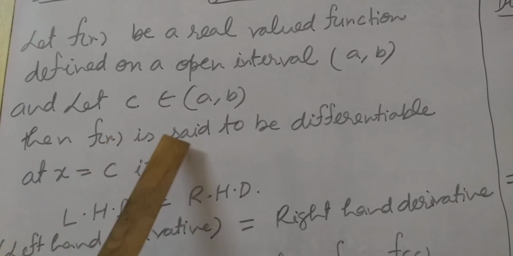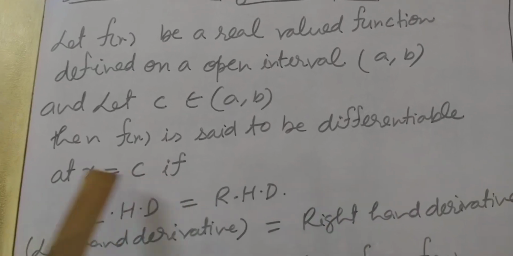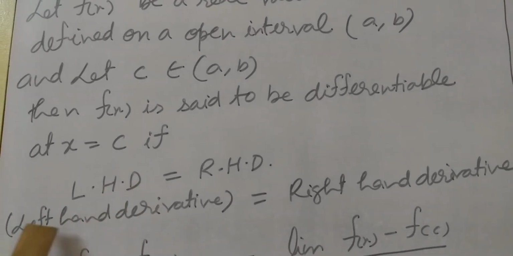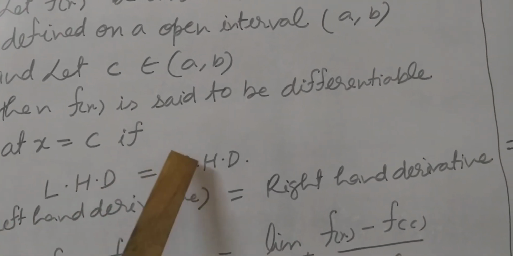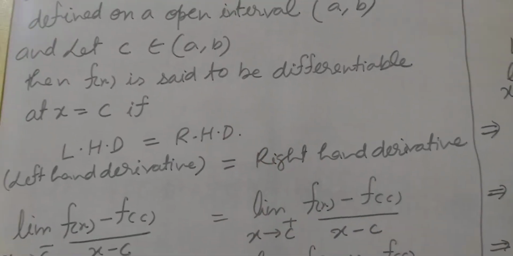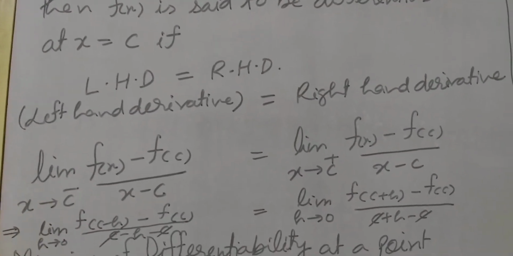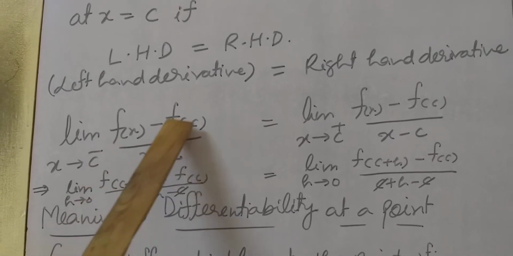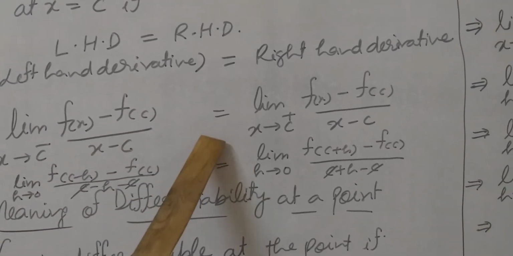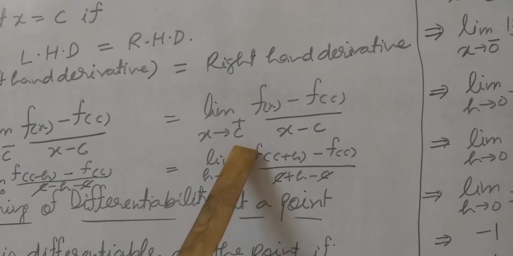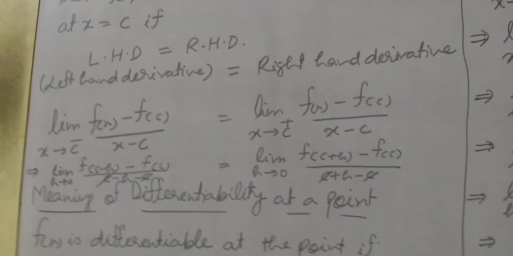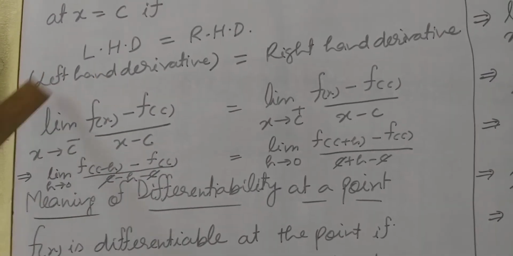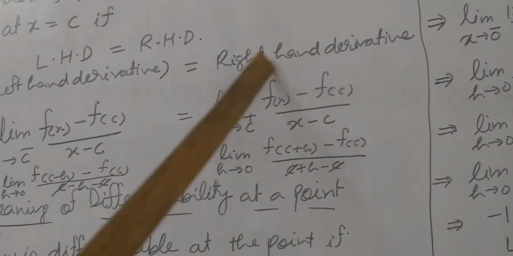Then f(x) is said to be differentiable at x equal to c if LHD, meaning left hand derivative, equals RHD, meaning right hand derivative. Okay, students. Limit x tends to c minus (f(x) minus f(c)) upon (x minus c) should be equal to limit x tends to c plus (f(x) minus f(c)) upon (x minus c). This is the formula to get the left hand derivative and this is the formula to get the right hand derivative, student.